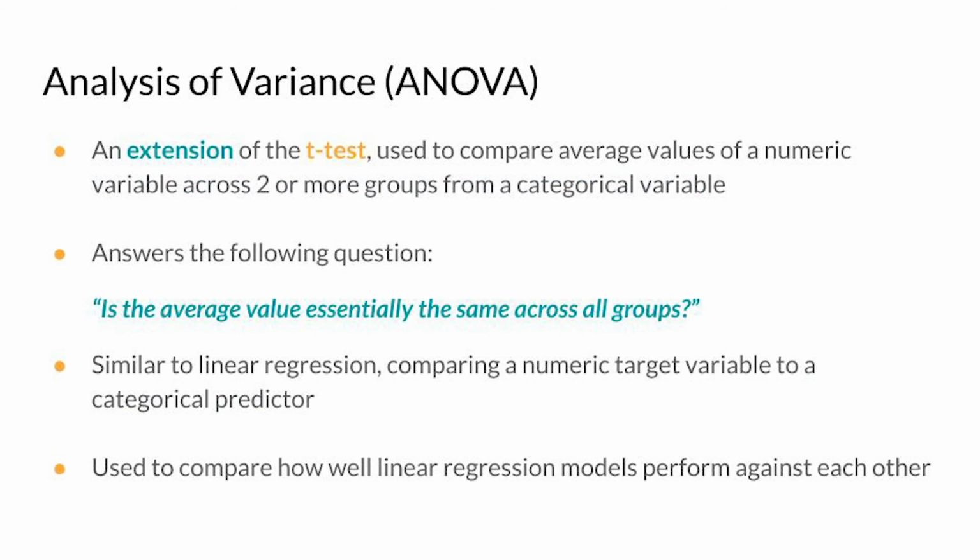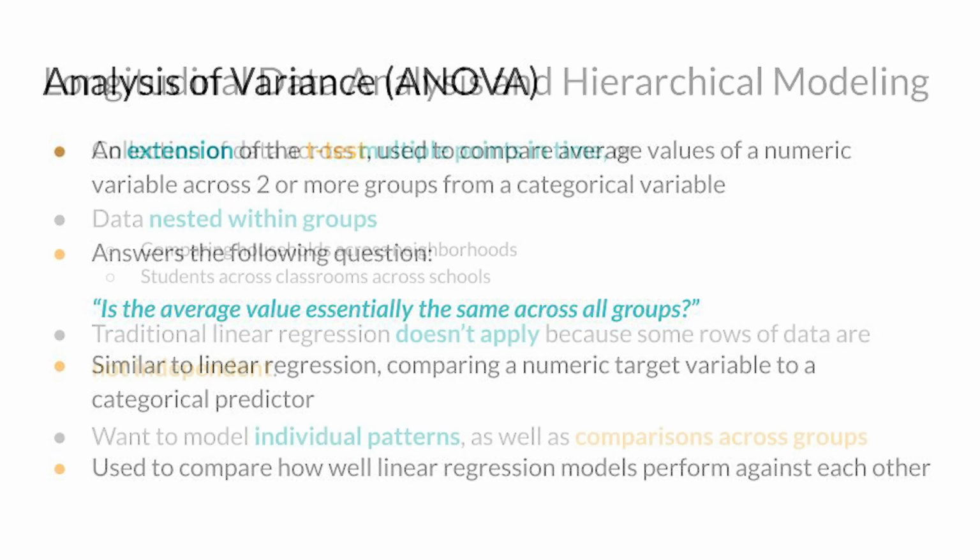Earlier this week, we learned how to apply a t-test to compare values of a numeric variable across two categories of a character variable. In cases where the character variable contains more than two groups or categories, then analysis of variance, or ANOVA, is a testing technique that can be used to answer the question, is the mean value of the numeric variable essentially the same across each group? ANOVA also has a lot of overlap with linear regression, as it can also be used to relate a numeric variable to multiple predictor variables. ANOVA is also used as a technique to compare multiple models to each other.